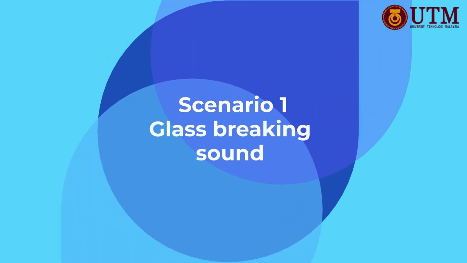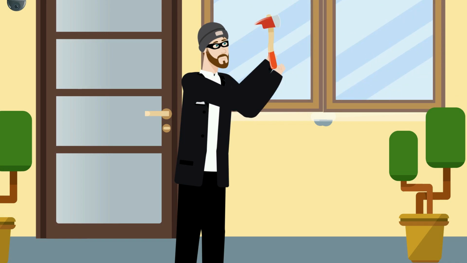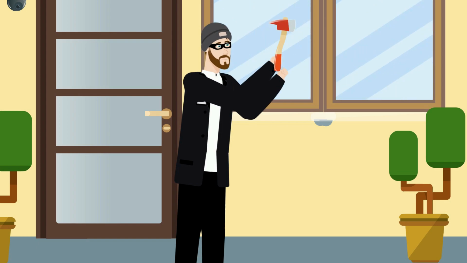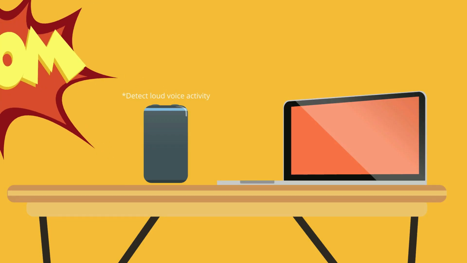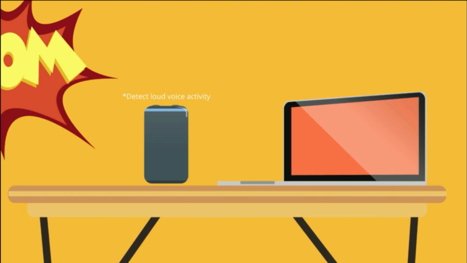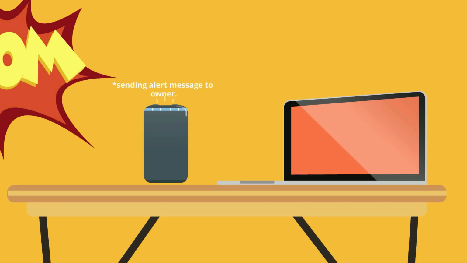Scenario 1. Glass breaking sound. If you look at this scenario where the thief is trying to break the window glass of the house and then it makes the sound of glass breaking very loudly. Smart home devices such as a smart speaker can detect the sound of glass breaking because it has a voice activity detection function and then it is going to send an alert message to the owner about it.